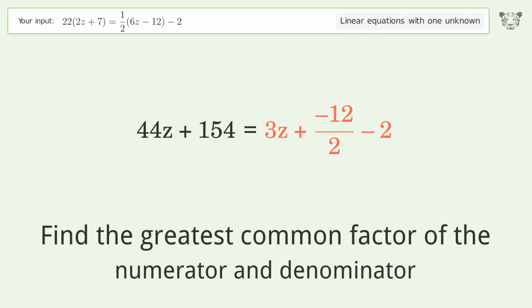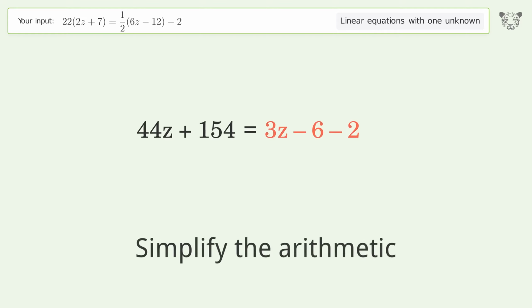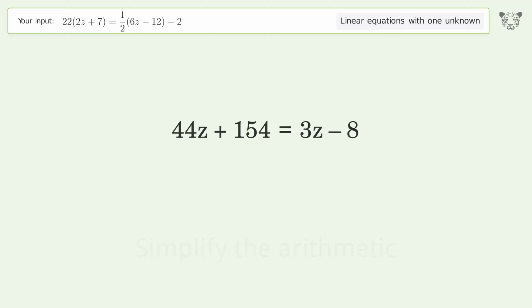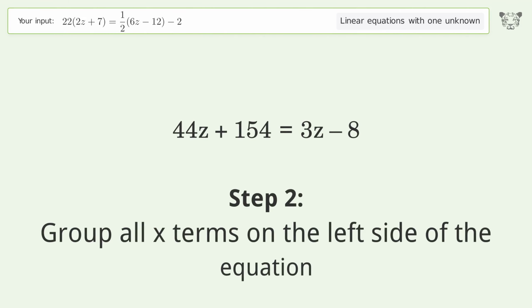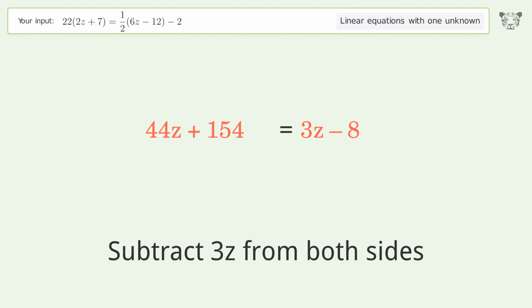Find the greatest common factor of the numerator and denominator. Factor out and cancel the greatest common factor. Simplify the arithmetic. Group all z terms on the left side of the equation. Subtract 3z from both sides.